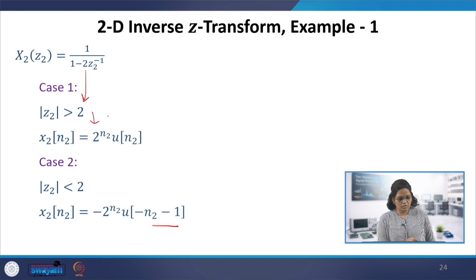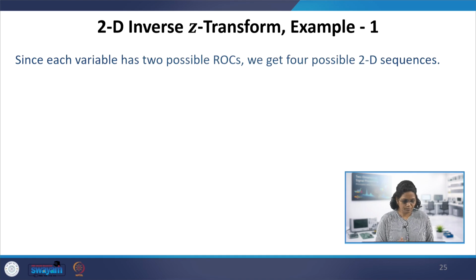So the first sequence has two possibilities and the second sequence has two possibilities, and if we combine all of this, case 1 and case 1, case 1 and case 2, case 2 and case 1, case 2 and case 2, there are four possible combinations of x1 of n1 and x2 of n2. So if we take these possible ROCs, we get four possible 2D sequences.